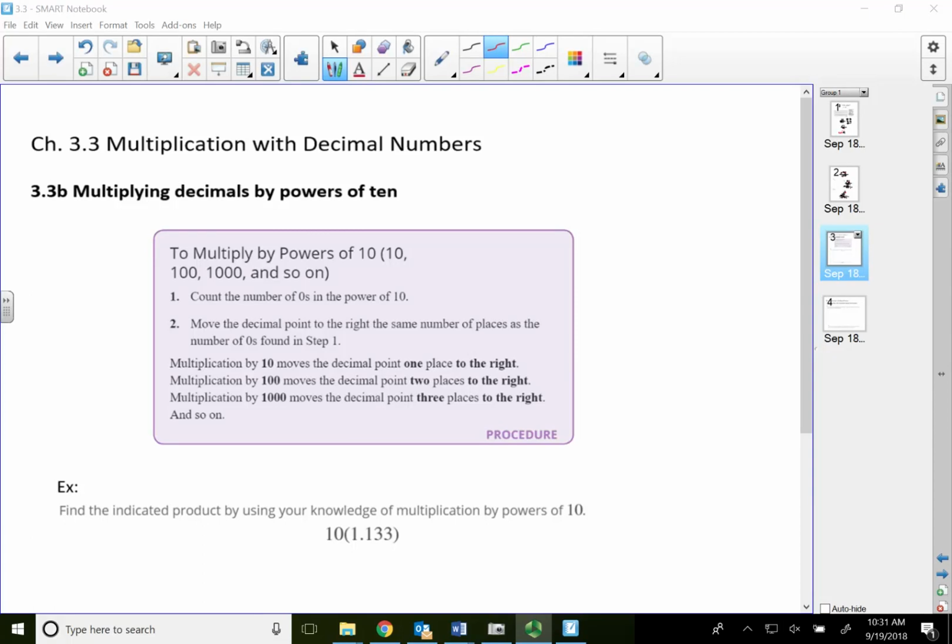Welcome back to Module 3.3. In this lecture video, let's take a look at multiplying decimals by the power of 10.